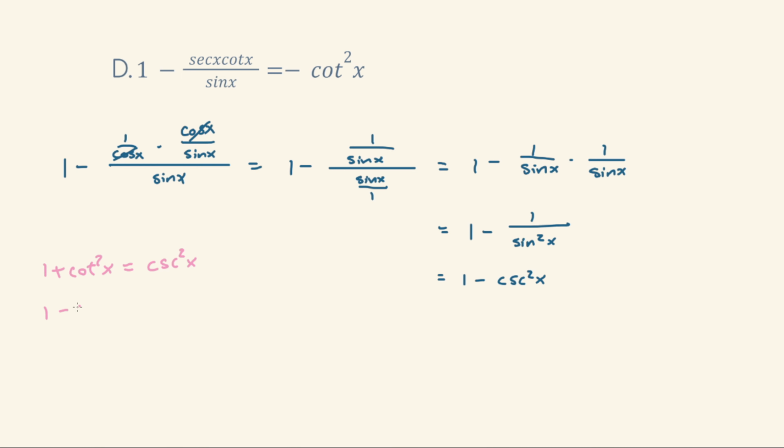We have something like 1 minus cosecant squared x. That's going to be equal to minus cotangent squared x. So that tells me that this thing here is equal to negative cotangent squared x, which is what we want to prove on the right. Okay, so that's good.